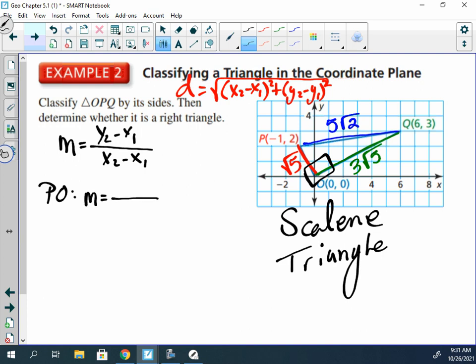So from P to O, what are our y values? What would the x values be? Well, 0 minus negative 1, which would be 0 plus 1. Well, 0 minus 2 is negative 2. The negative and negative on bottom would be plus, so 0 plus 1 is 1. So we have a slope of negative 2.